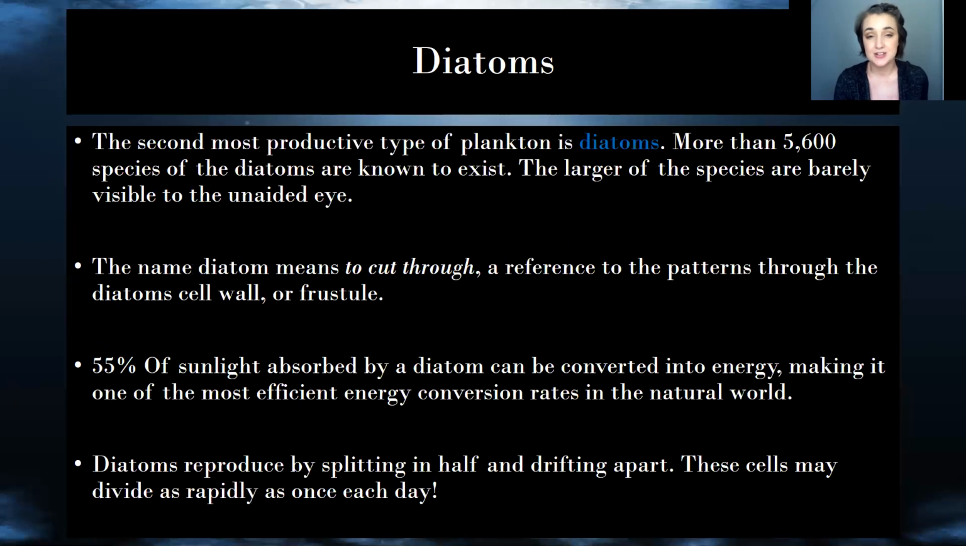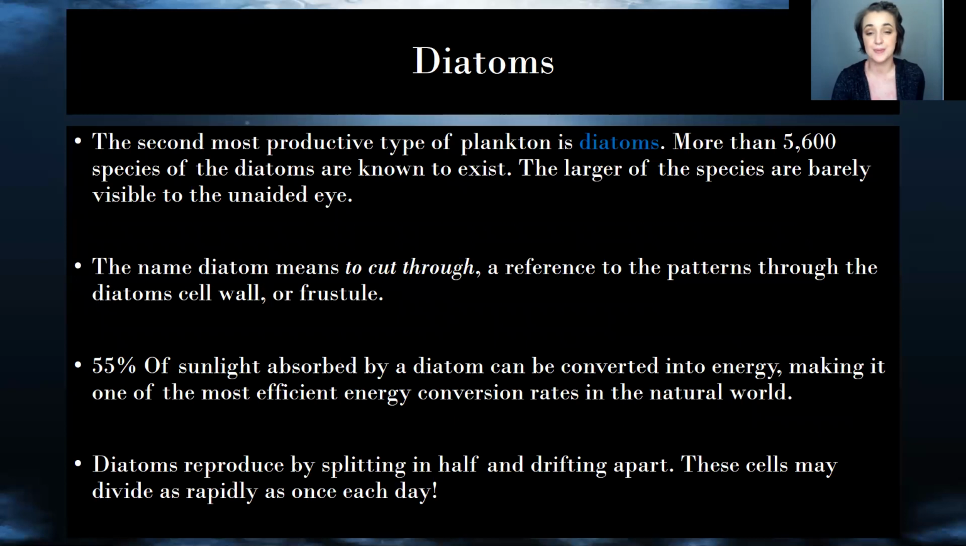Now, diatoms. Diatoms are a different type of plankton. They're going to be the second most productive type of plankton. There are more than 56,000 species of diatoms. Typically, even the larger of the species are just going to be barely visible to the unaided eye, meaning just looking at it, very, very difficult to see, but not nearly as small as phytoplankton. The name diatom means to cut through. This is just a reference to the patterns on the cell wall, which look almost tiger striped, if you will.